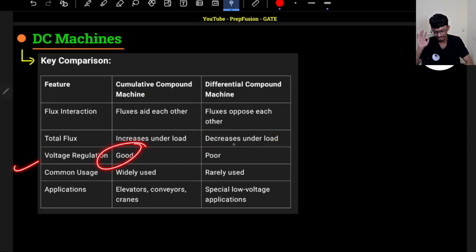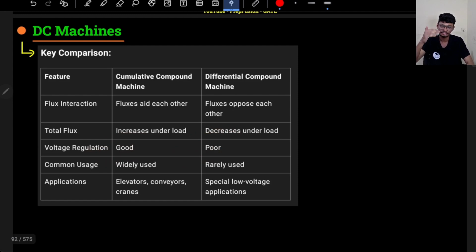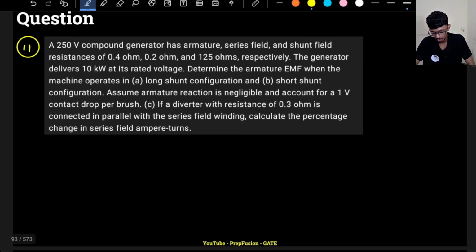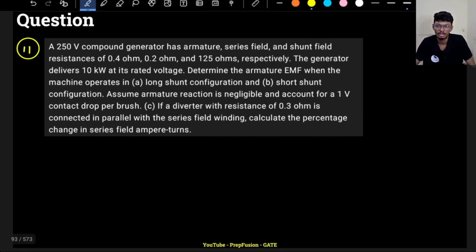Voltage regulation will be better in cumulative, because the overall flux increases. In differential it will be poor, because with loading the voltage drops as the overall flux drops. Cumulative is widely used, differential is rarely used. These are a few examples of a compound motor. So let's solve a question, applying whatever we have learned till now.